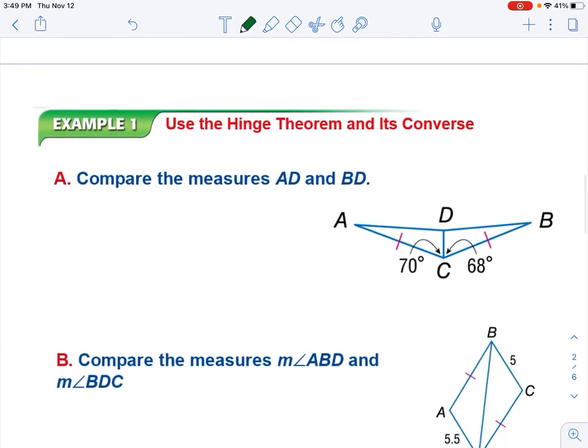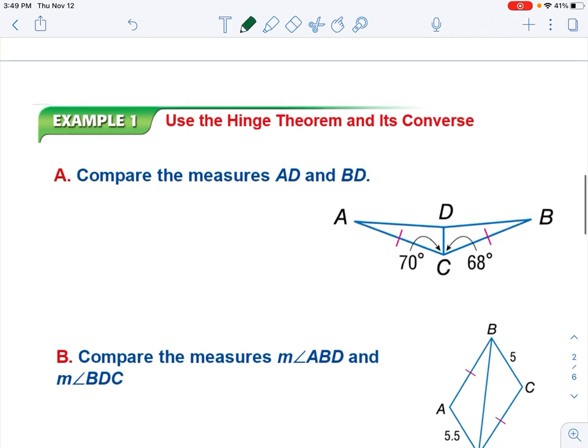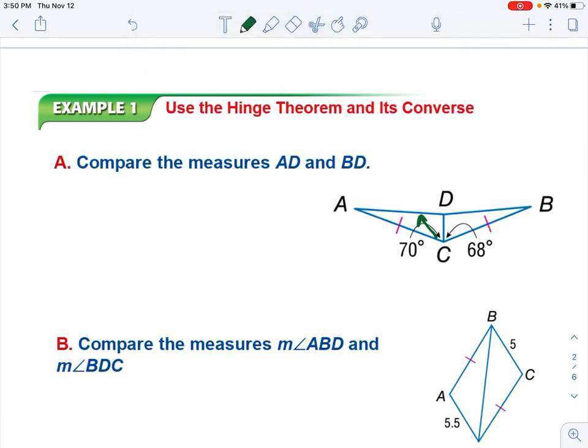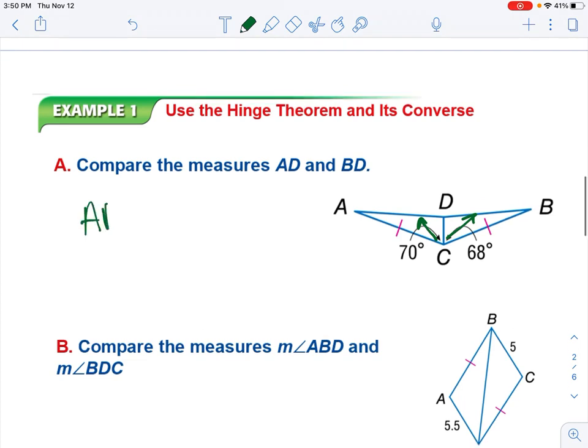So let's try some. Compare the measures of AD and BD given these angles. Notice we have to make sure that we have congruences. We have two sides congruent. And then we have that reflexive third side making these included angles, which is perfect. That's what we need. So now we can compare these, we look at their opposites. So this angle, the 70-degree angle, is opposite of AD. The 68-degree angle is opposite of BD, meaning that AD must be greater than BD.